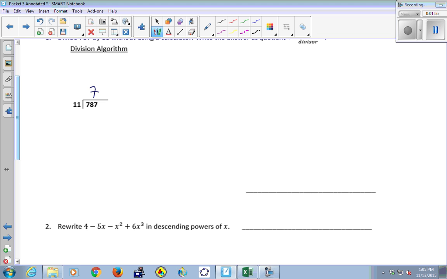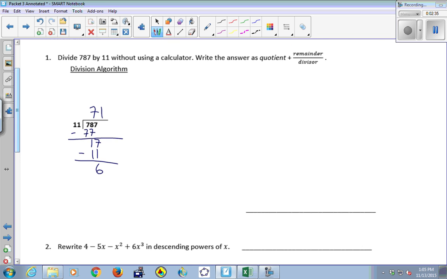And then you multiply 7 times 11, right? 77, and you write that underneath. Then you subtract. That leaves you 1. 78 minus 77 is 1. Bring down the 7, you get 17. Then you start again. Does 11 go into 17? Yes, once. So I put a 1 up here. Then you do 1 times 11, you get 11. You subtract. 17 minus 11 is 6. Does 11 go into 6? No, I'm done. So that's my remainder, right?